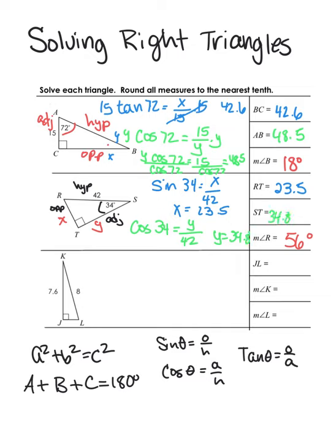Okay. So this next triangle doesn't give me any of the angles. It gives me two of the sides. So to find the third side, I'm actually going to do that first. I'm going to do the Pythagorean theorem. They give me two sides, but not the third. So 7.6 squared plus b squared is equal to 8 squared. So 57.76 plus b squared is equal to 64. So b squared is equal to 6.24. And when I take the square root of that, I get 2.5.